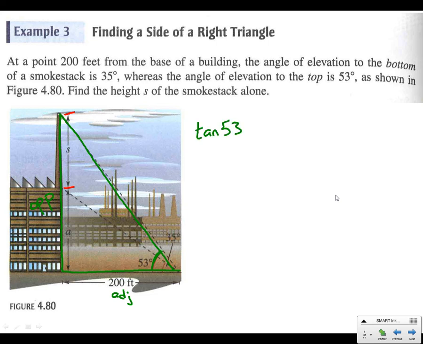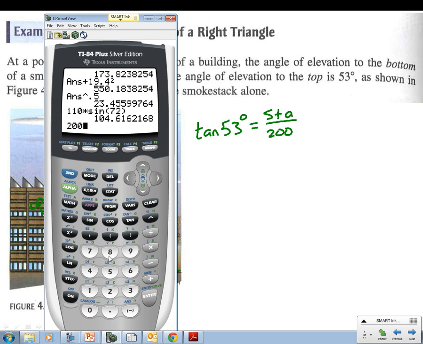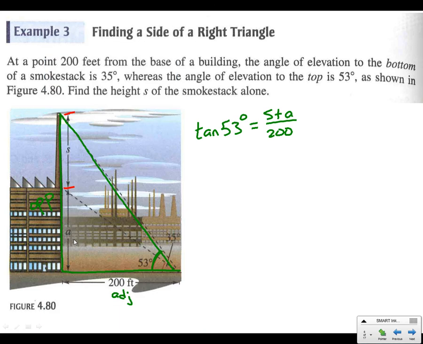Tangent of 53 is, what do we got here? Opposite, so we don't know that, and they don't give us an angle either. It's S plus A. S plus A combined is our opposite side. The adjacent is 200. And so let's figure out what we get there. 200 times the tangent of 53. We get 265.41. So that's S and A combined.